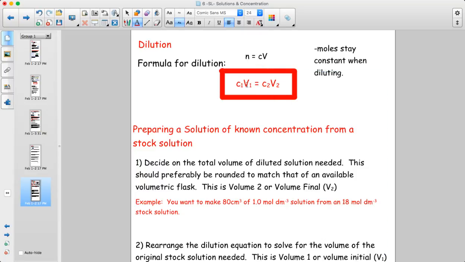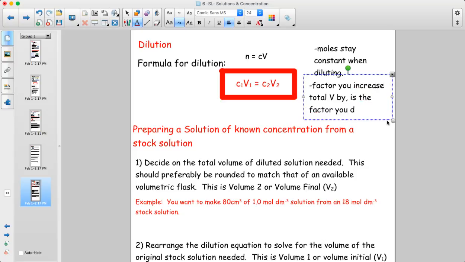And so this looks a lot like the P1V1 equals P2V2. It looks like an inverse relationship. And so that's how it's going to work. When you add a bunch of water, whatever you do to the volume, so however much you increase the volume, that's how much you're decreasing the concentration. So the factor you increase total volume by is the factor you decrease concentration by.